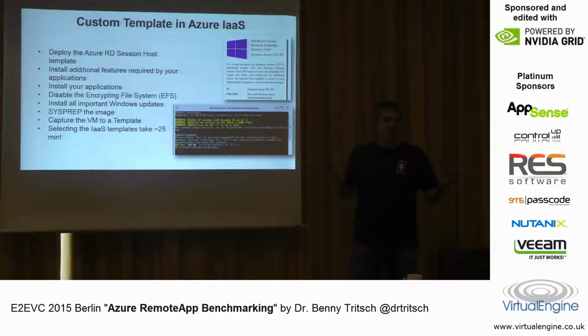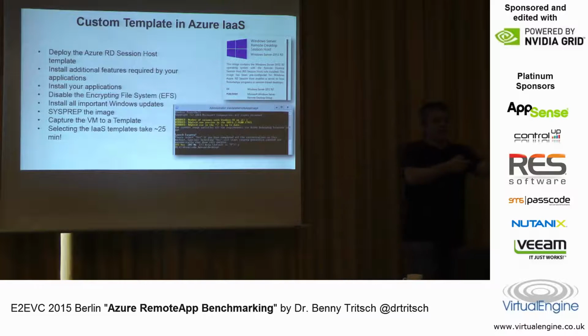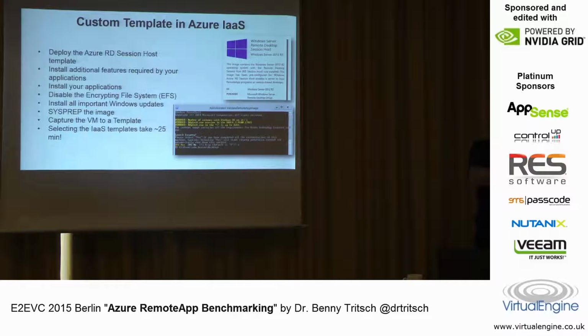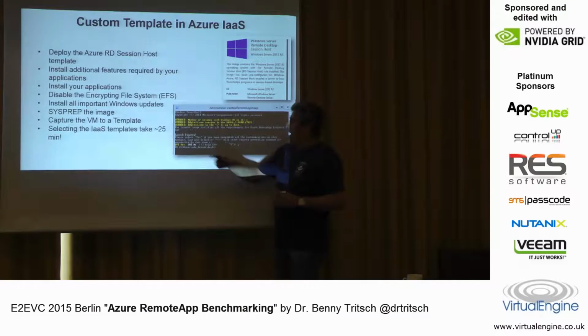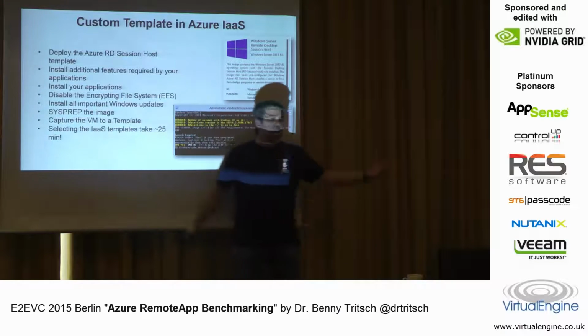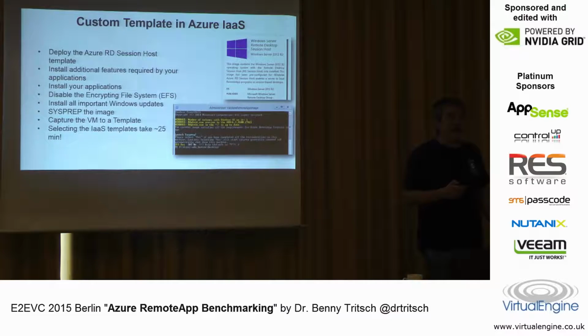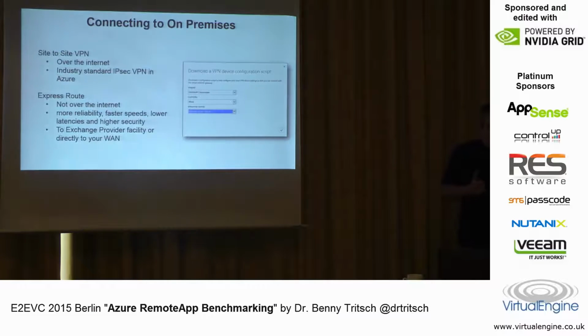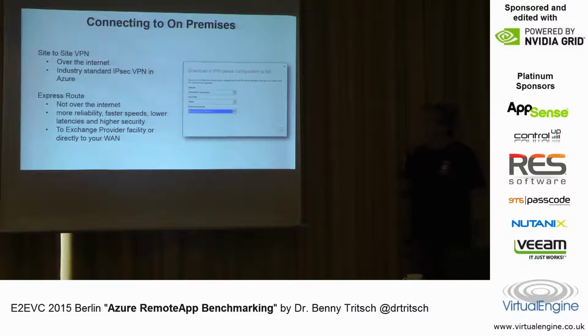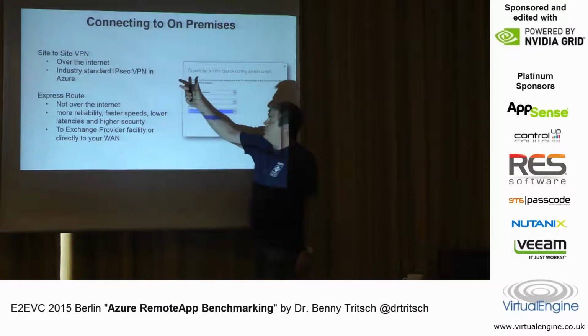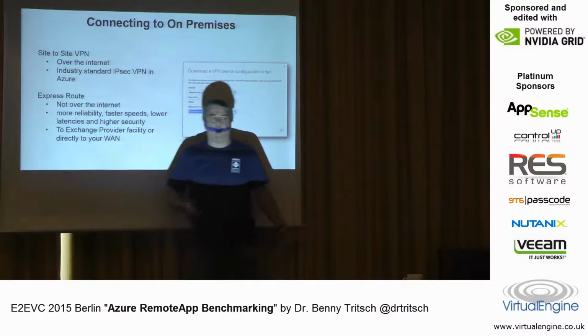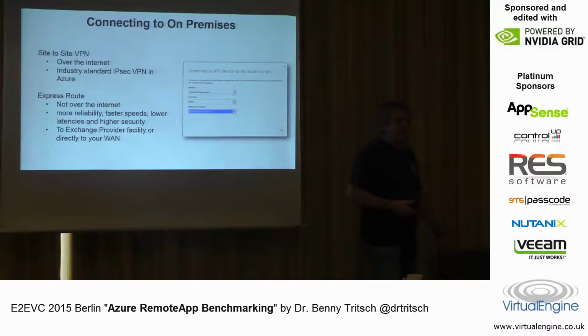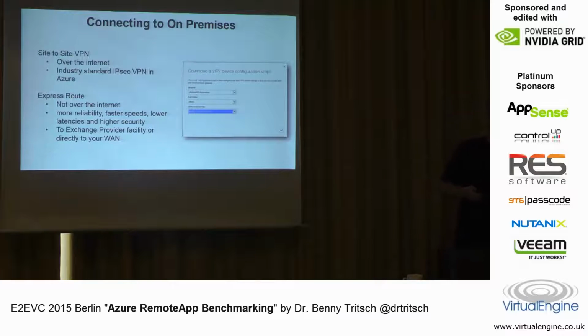But also, no rocket science. You just create the same kind of template image with a standard VM that you have in Azure. And in the end, you also do a sysprep, same mechanism. It goes faster. So like I said, you can connect to the on-premises resources either using VPN or using ExpressRoute. Those are the two options that you have to connect your Azure RemoteApp resources to your on-premises resources.